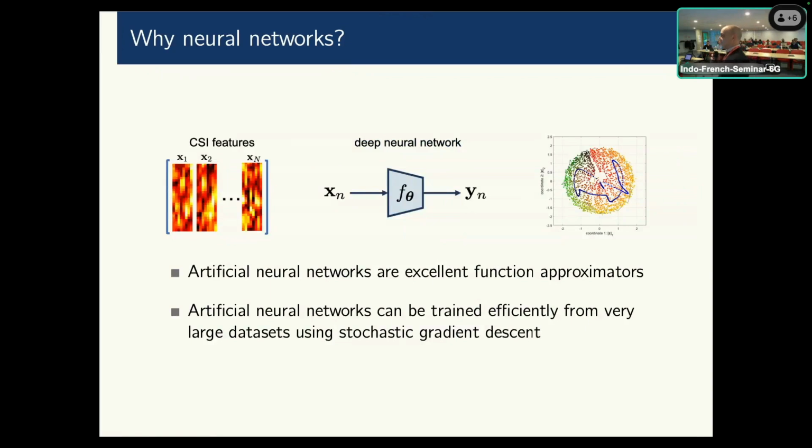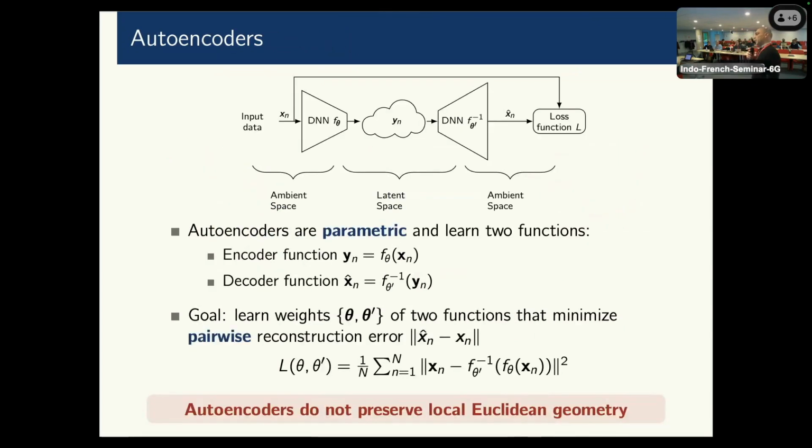So it's going to work like this. I have my input samples. I put them at the input of some artificial neural network, and I get a reduced dimension representation. So of course now the question is, how do I train this neural network? There are many ways to train those. Various architectures have been considered. One of them, well known, is the autoencoder.